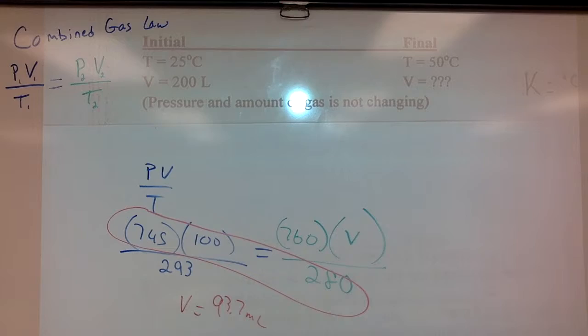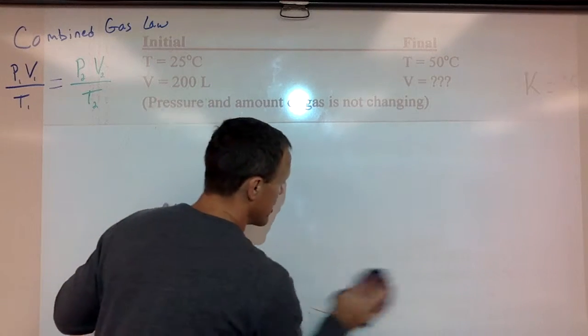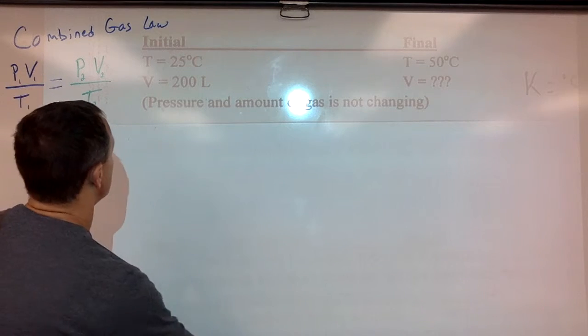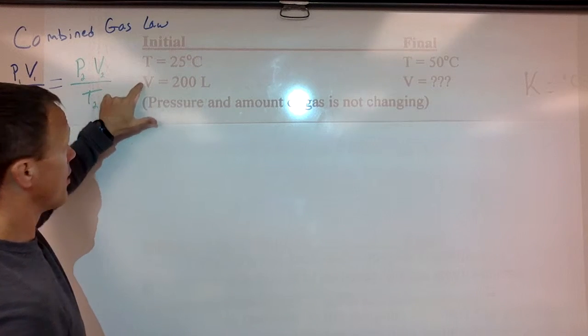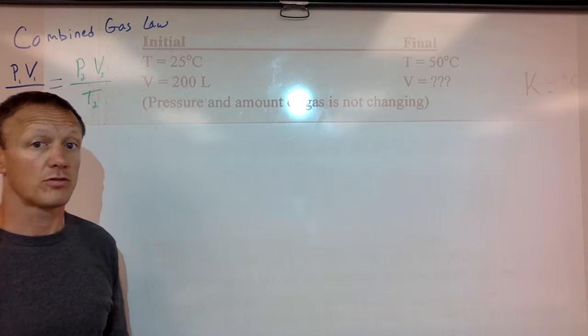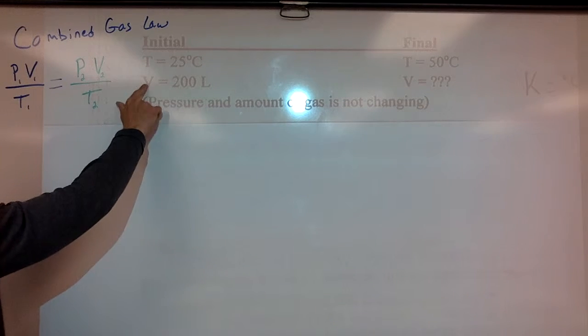So next one, notice there's not as much information. It doesn't give you all the information the last one did. It's only giving you temperature and volume. So pressure and moles of gas are not changing. Pressure and moles of gas are staying the same. So if we look at this, we only have T and V.